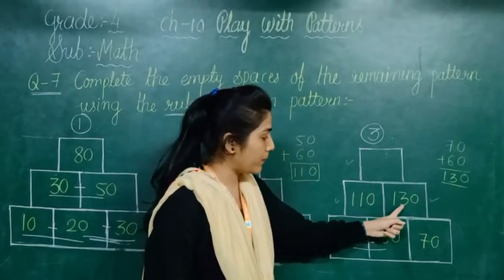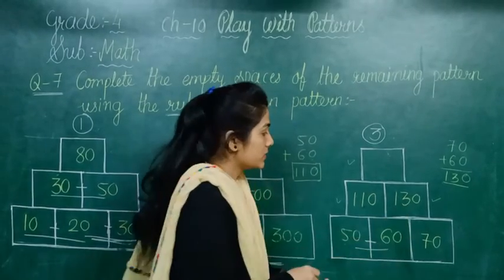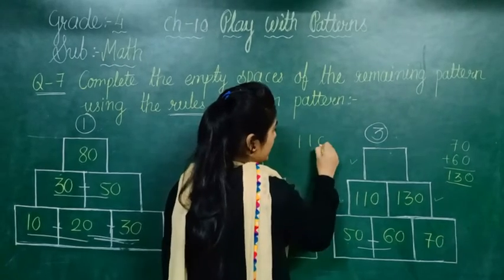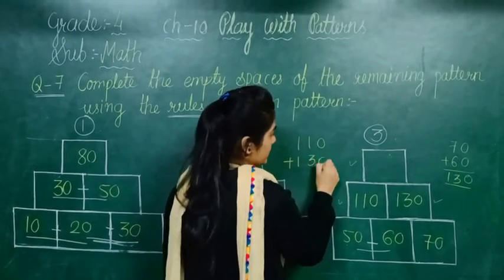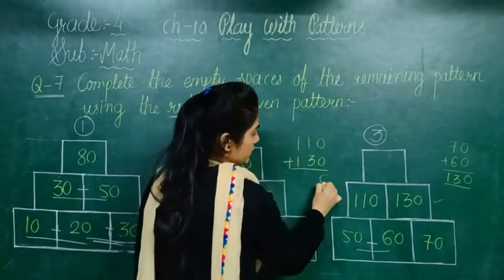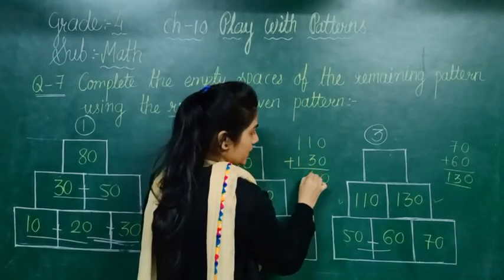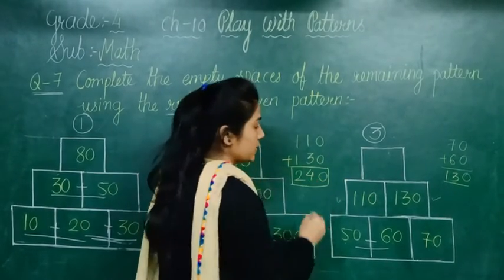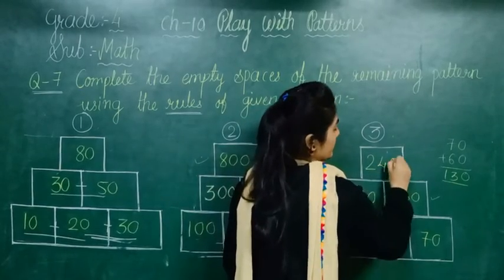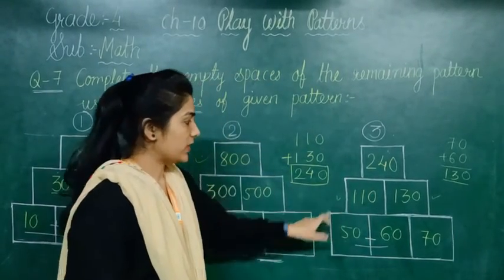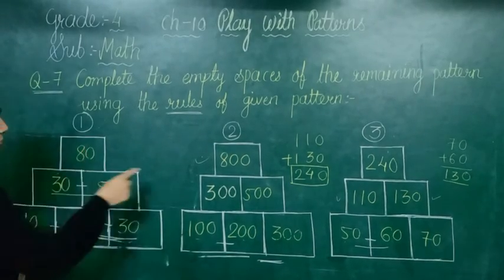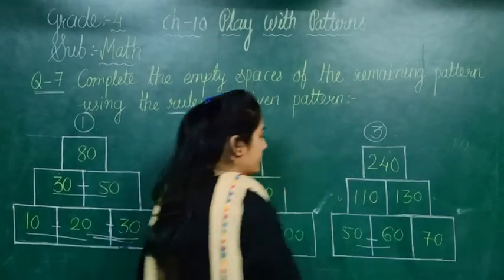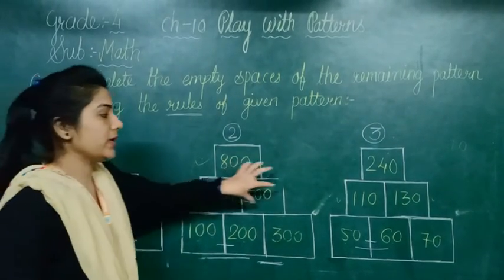110 plus 130. Do the addition. 0 plus 0 is 0, 1 plus 3 is 4, and 1 plus 1 is 2. So we get the answer 240. Clear? So what have we done here together? 1, 2 and 3: patterns are the same, rules are the same, but we have to fill the empty boxes.